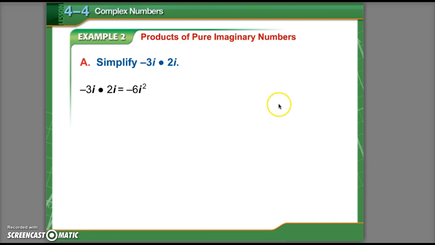What you're going to do first with this problem is multiply the i's together. I times i is i squared, and negative 3 times 2 is negative 6. And from the content standard at the beginning of the presentation, hopefully you remember that i squared is equal to negative 1. It's written right over here. So you can just replace i squared with negative 1. And then negative 6 times negative 1 is positive 6. So the simplification of negative 3i times 2i, the answer is just 6.